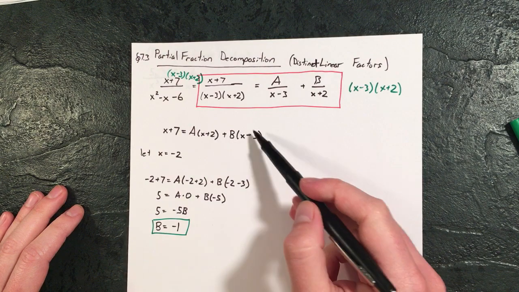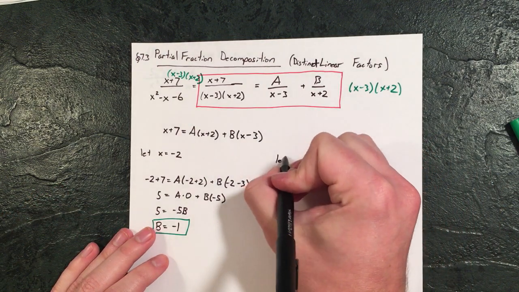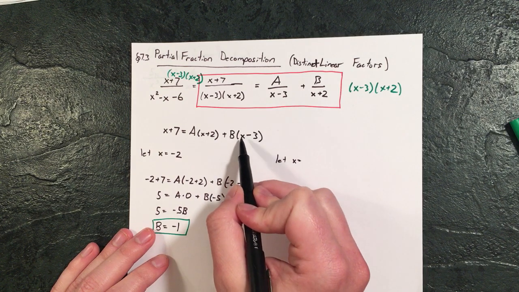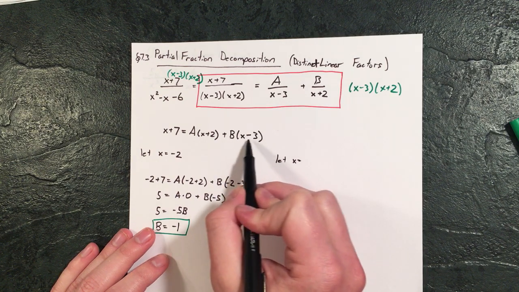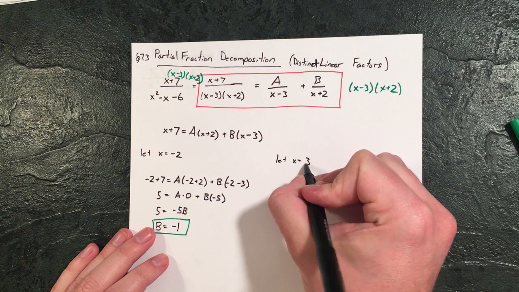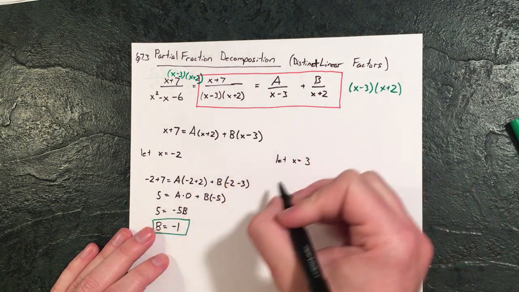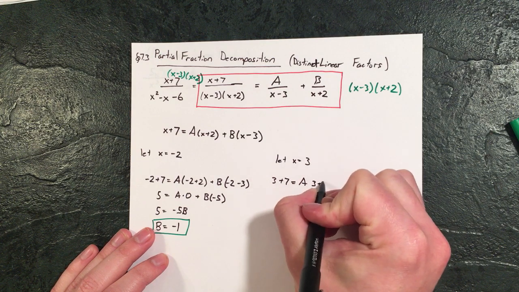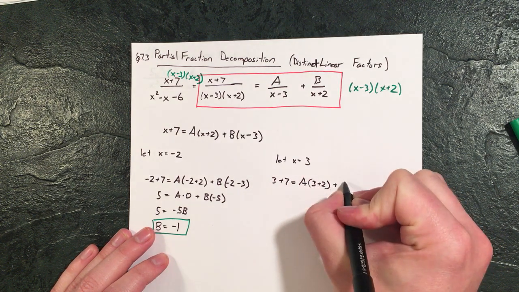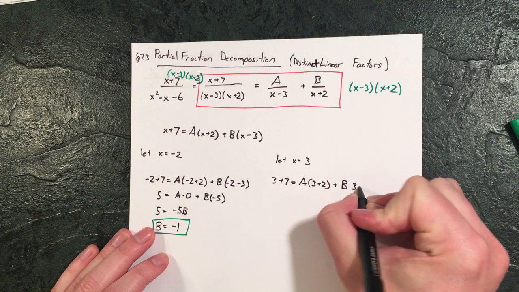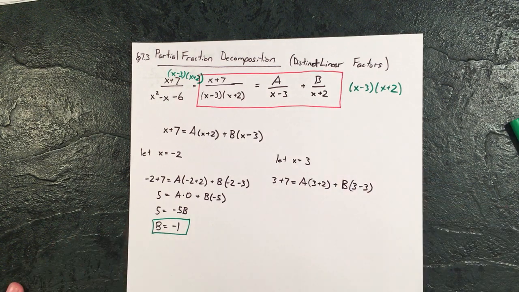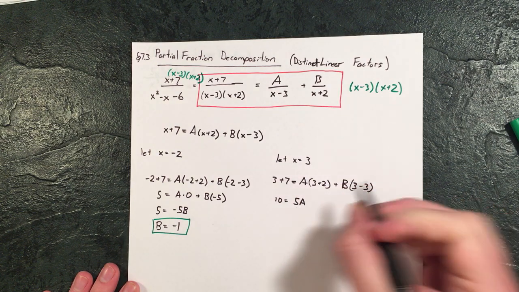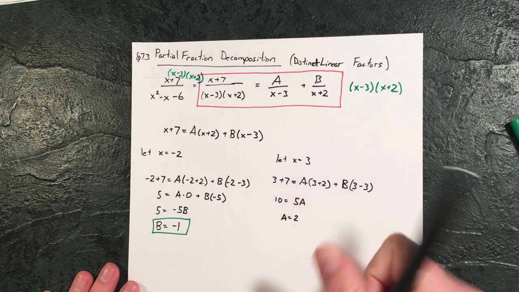So if we want a around but not b anymore, we could let x equal what term to make this b go away and be 0? Specifically, we want that factorization to be 0, that binomial. So let's let x equal 3. Leaving us here, which is 10 equals 5a. A is equal to 2.